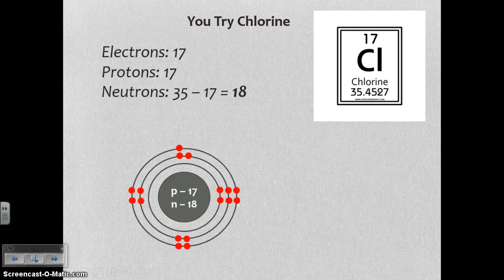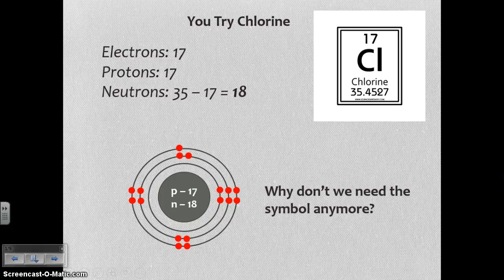Now, I have a question for you. We took away the symbol. Why don't we need the symbol anymore? Is there any other information in this diagram that tells us what element it is? Anybody? Let's go, Kevin in the back. What do you think? You think that we don't need the symbol because we already know the number of protons and each element has a unique amount of protons? You'd be correct. So knowing that there's 17 protons also tells you that it's chlorine.